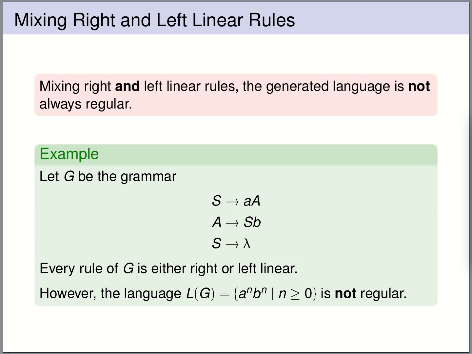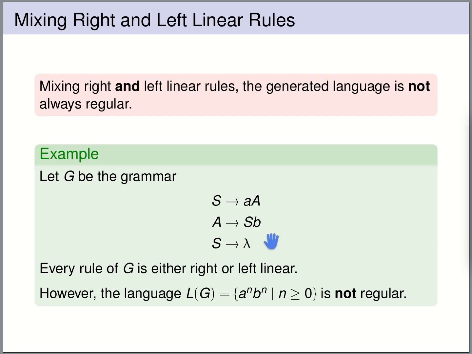Now we conclude the subject of regular grammars with a note of caution. Namely, we have learned that right linear grammars give rise to regular languages and left linear grammars also give rise to regular languages. But if we mix right linear rules and left linear rules in the same grammar, then we can get out of the class of regular languages.